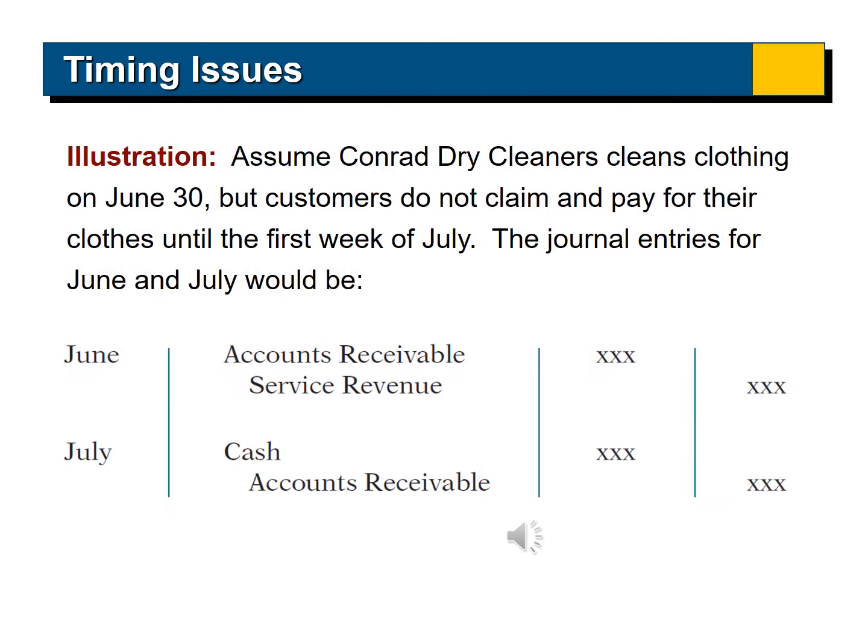Consider this example of Conrad Dry Cleaners. They clean the clothes in January, but the customers don't take the clothes until July. So the revenue would be recognized in June when the services are completed, and you would record debit to accounts receivable and credit to service revenue in June. And then in July, when the cash is received, you would debit cash and you would credit the accounts receivable.